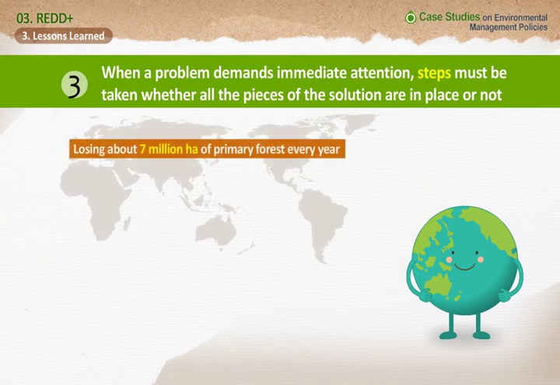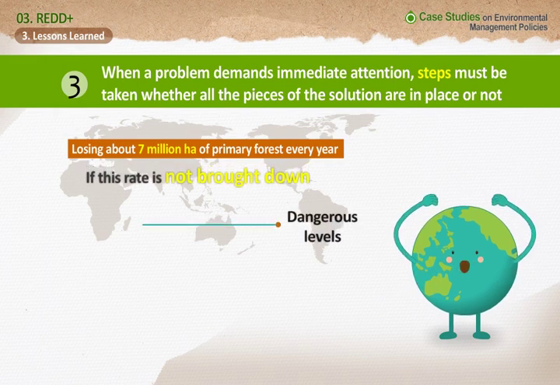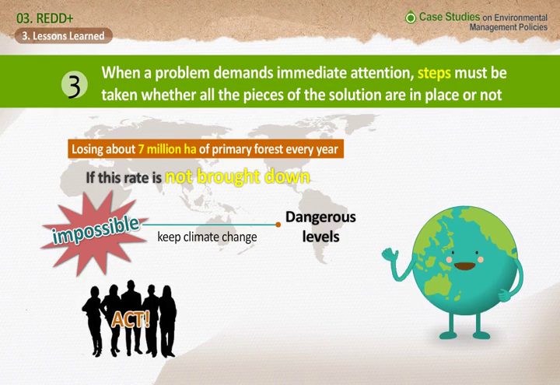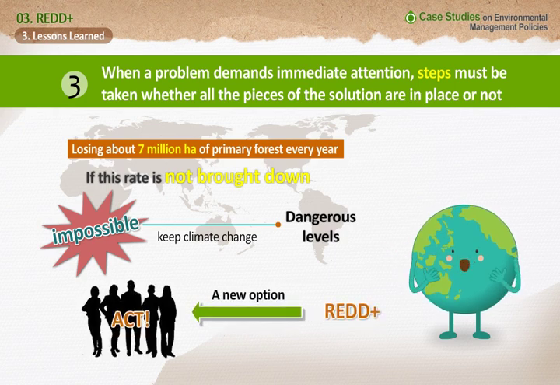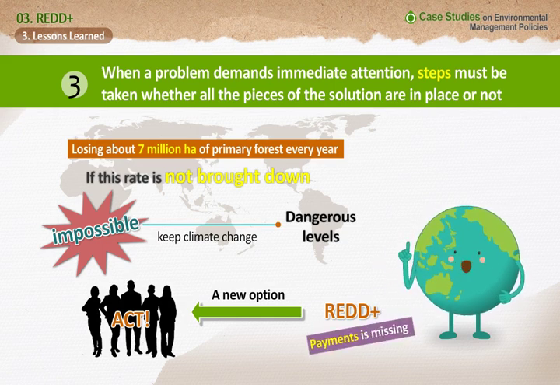Every year, the world is losing about 7 million hectares of primary forest, and it will be impossible to keep climate change below dangerous levels unless this rate is brought down. We have to act, and REDD+ is giving us a new option we can act on. But are all the pieces of REDD+ in place? No, they are not. Perhaps the most important piece is missing, and that is payments.